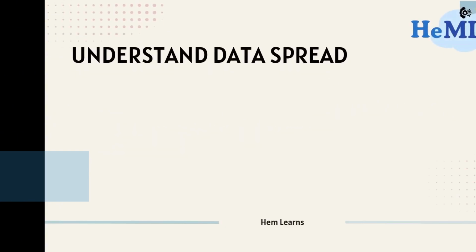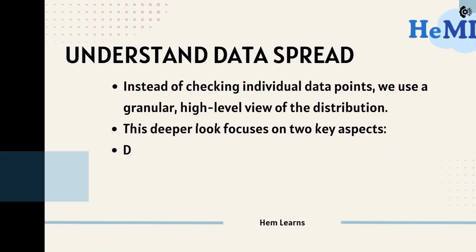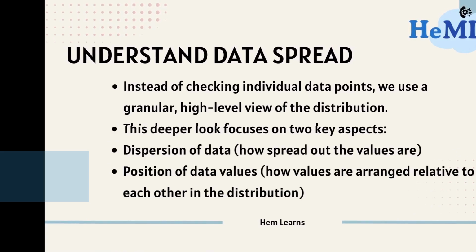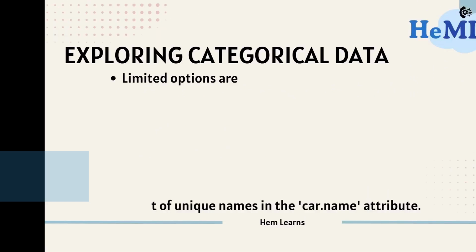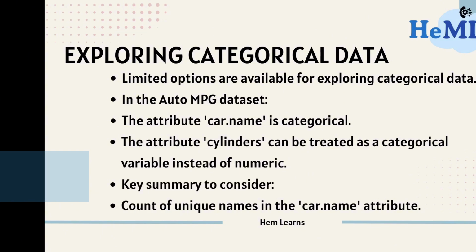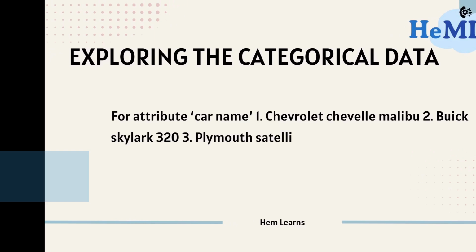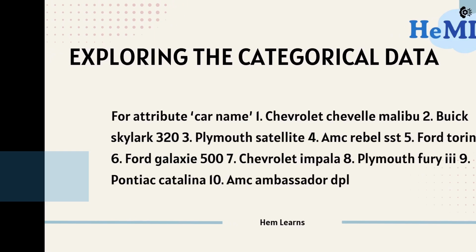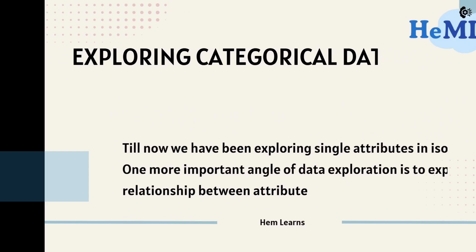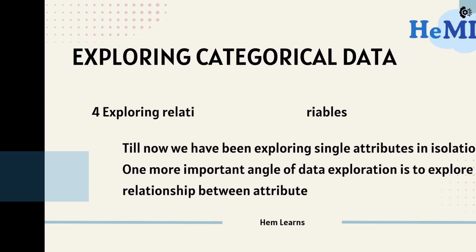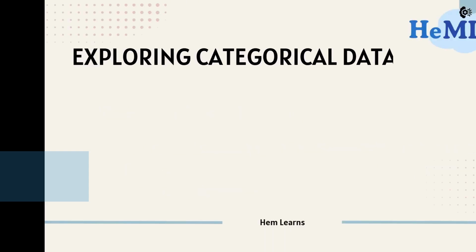Distribution understanding. We use distribution plots and spread metrics to understand how data is arranged. This includes checking how far values lie from the center and whether the data is tightly or widely spread. Exploring categorical data. Limited options. For categorical data, we do not have as many visual tools. We mostly look at how many unique values exist and how often each category appears. Car name example. In an auto MPG dataset, the car name column contains many unique names. By listing or counting them, we understand the variety present in the data.